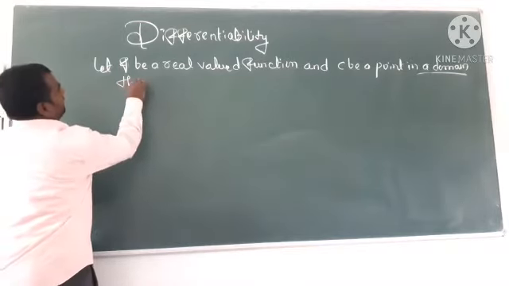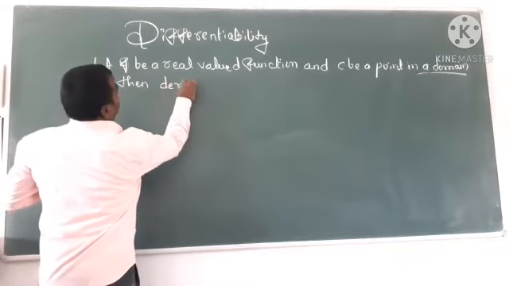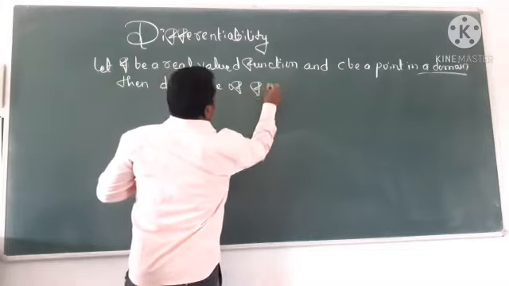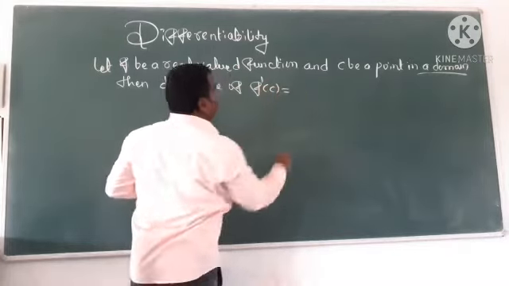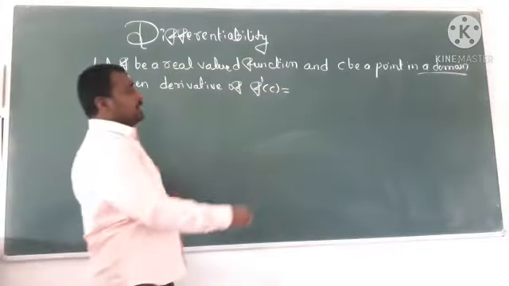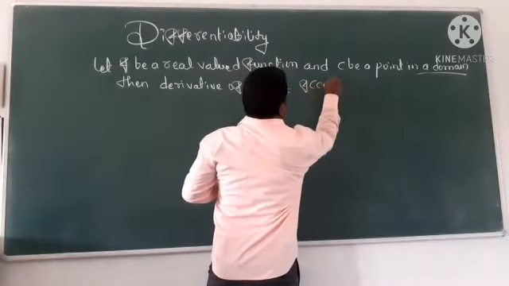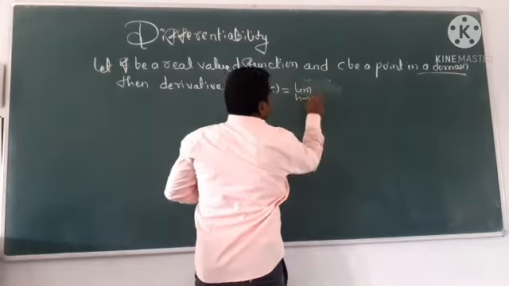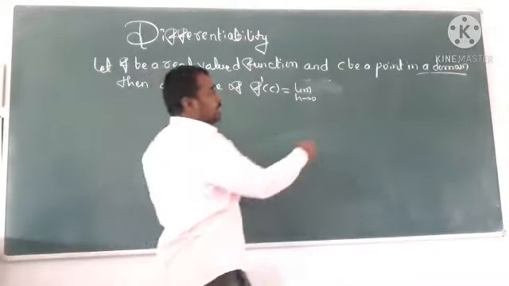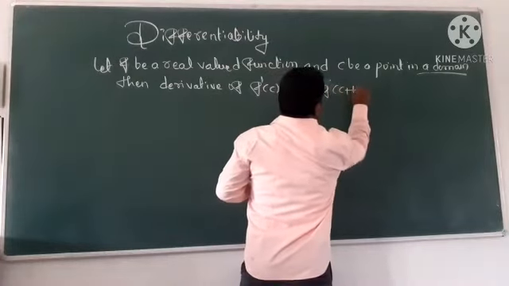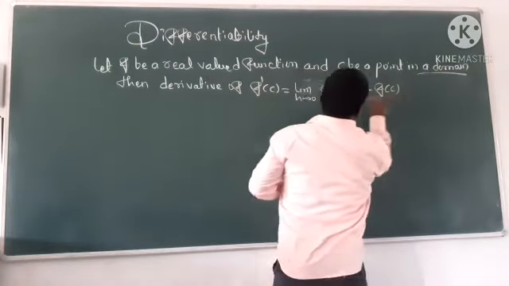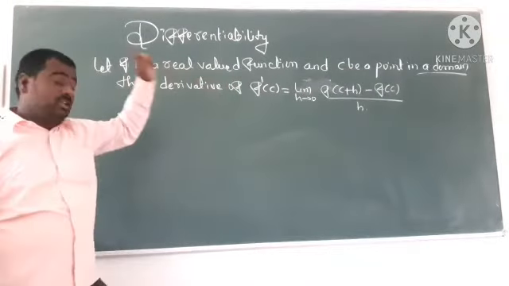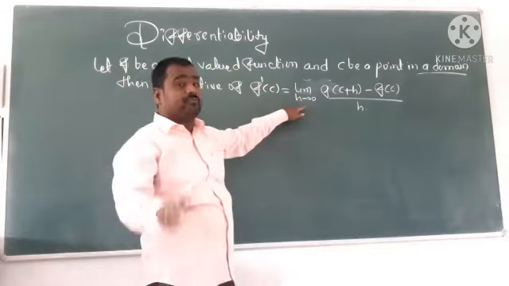Then the derivative f dash of c is equal to the limit as h tends to 0 of f of c plus h minus f of c, divided by h. This is called differentiability. In the last class, you defined this for the first year.